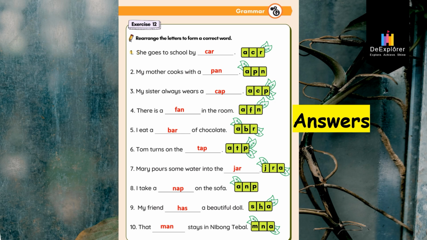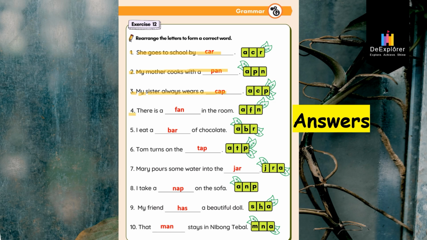Number 1, she goes to school by car. Number 2, my mother cooks with a pan. What is a pan? Pan 就是平底锅. So 我的妈妈呢就用一个平底锅来煮东西. So she cooks. My mother cooks with a pan. Okay, next. Number 3. My sister always wears a cap. My sister always wears a cap. 我的姐姐时常穿一顶帽子. Okay, cap. 帽子. Okay, next.